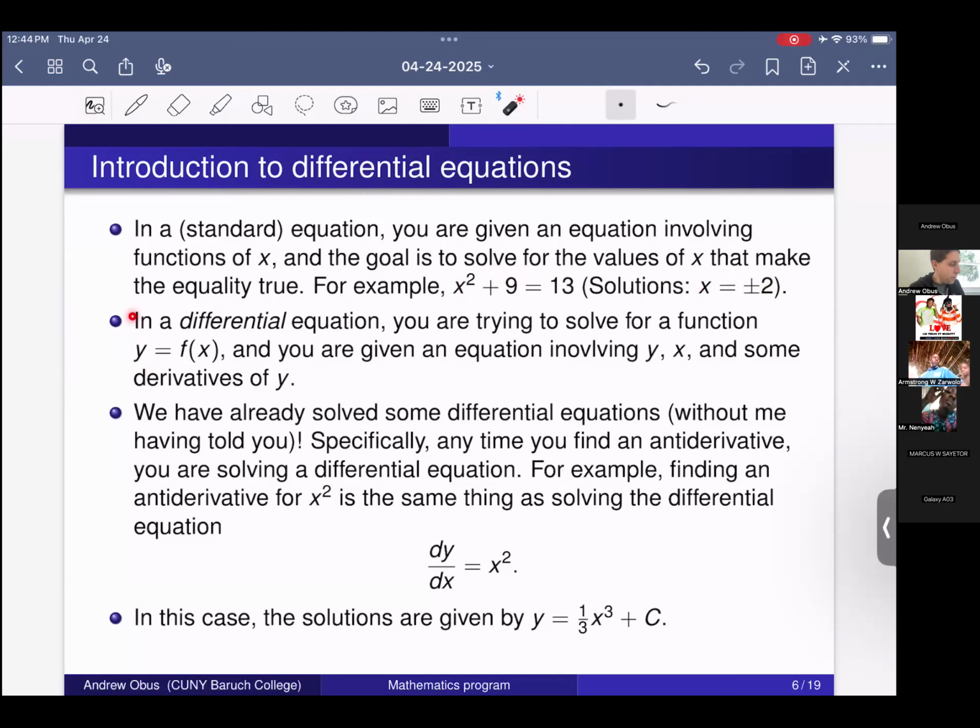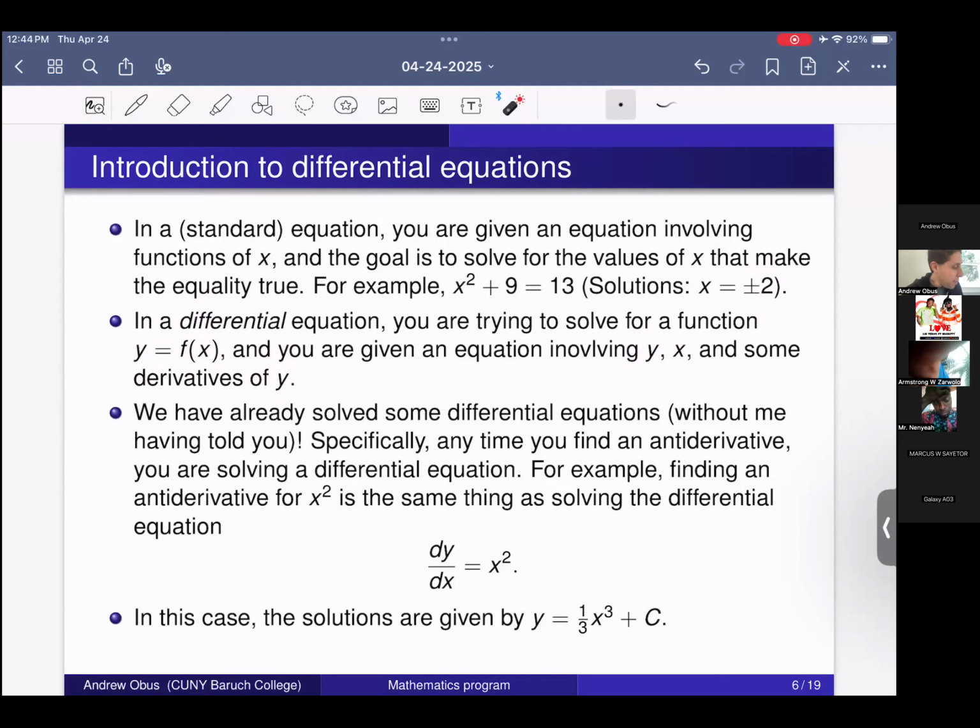Now, a differential equation is a little different. Instead of trying to figure out values for a variable x, you're trying to figure out what a function is that satisfies certain properties. So the answer to a differential equation is not a number or a set of numbers, it's a function. You're given an equation involving y and x and maybe some derivatives of y, and you want to figure out what functions y make that equation true.